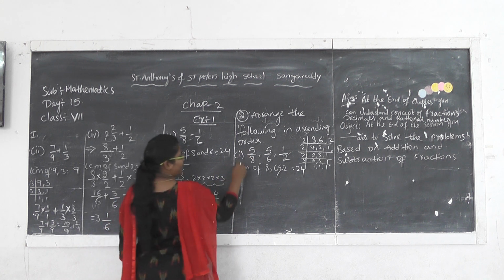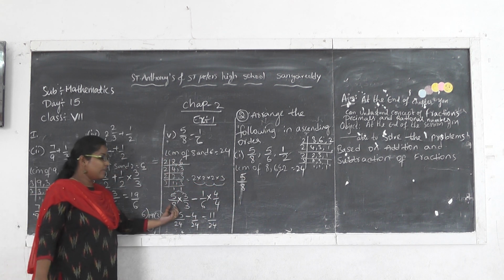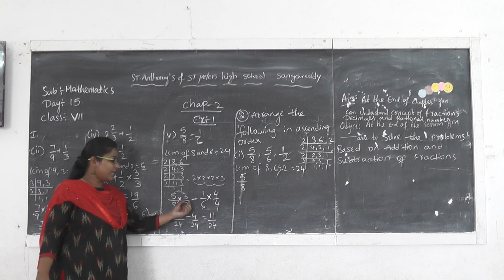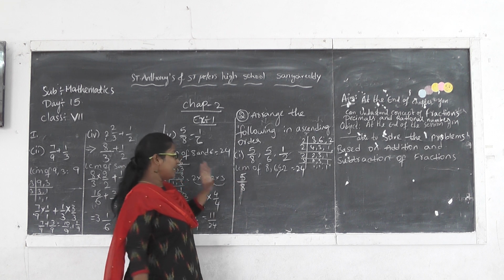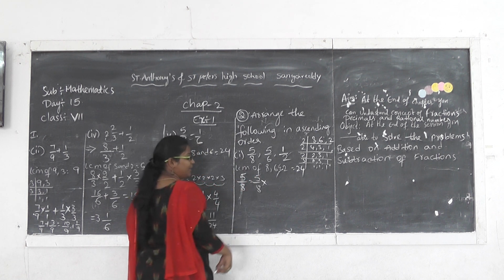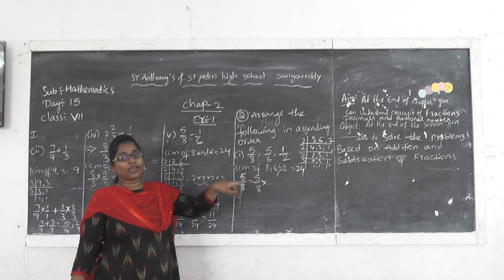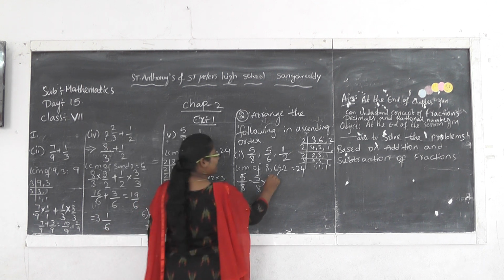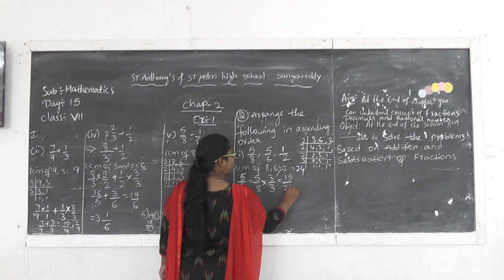Now take the first fraction, 5 by 8. Since we were doing addition earlier, we directly converted unlike into like and connected with the operation. Here we just have to compare. So take one fraction, 5 by 8, into what? The LCM is 24. In the 8 table, 24 will come at 3 times, right? So 8 3s are 24, 5 3s are 15, 8 3s are 24.